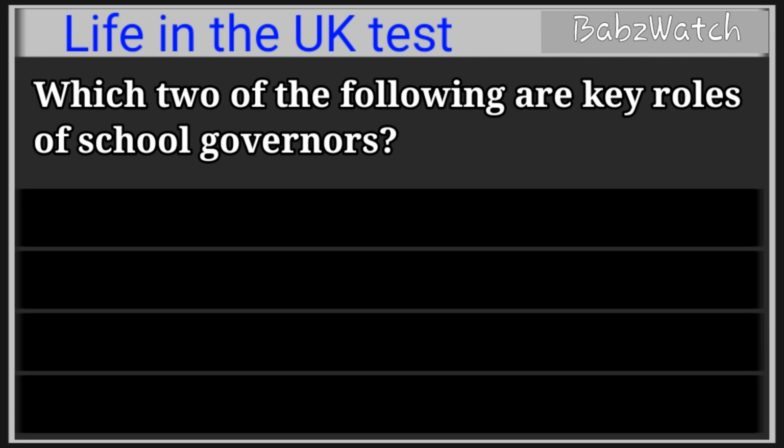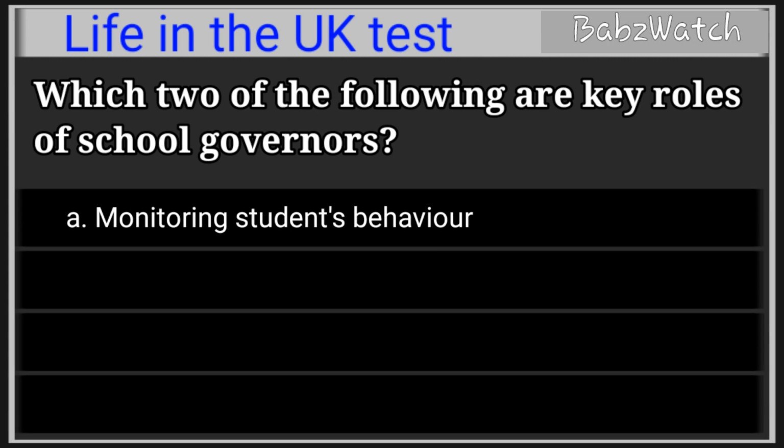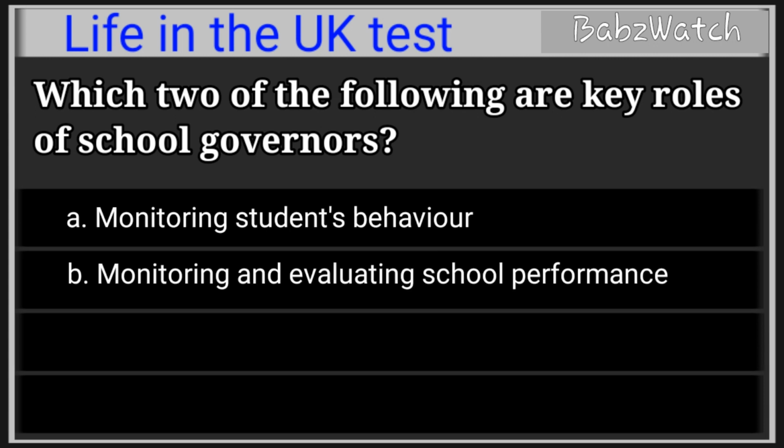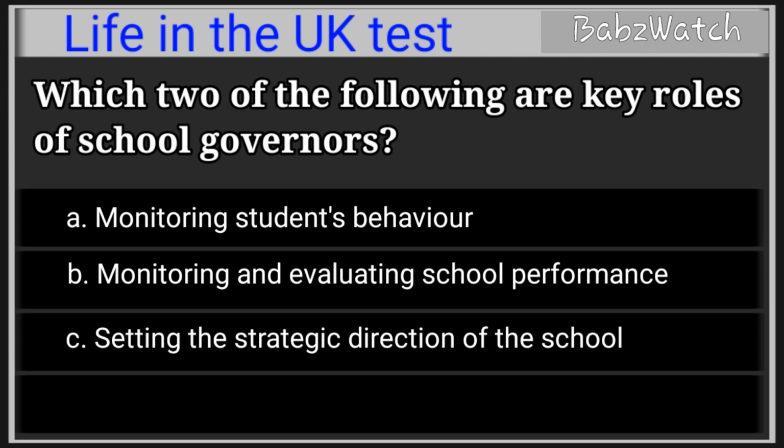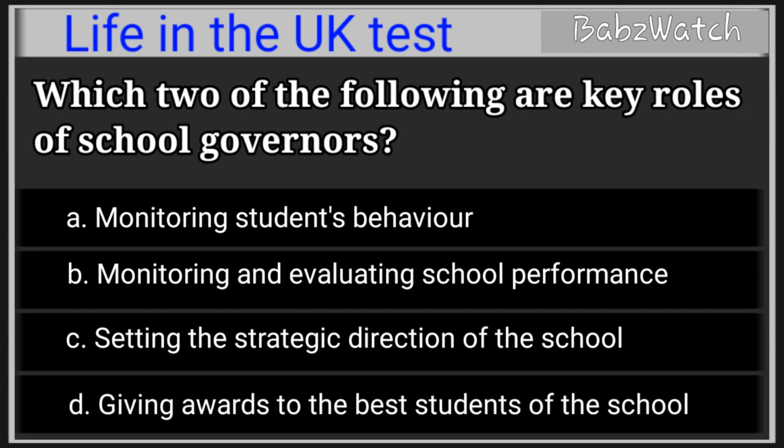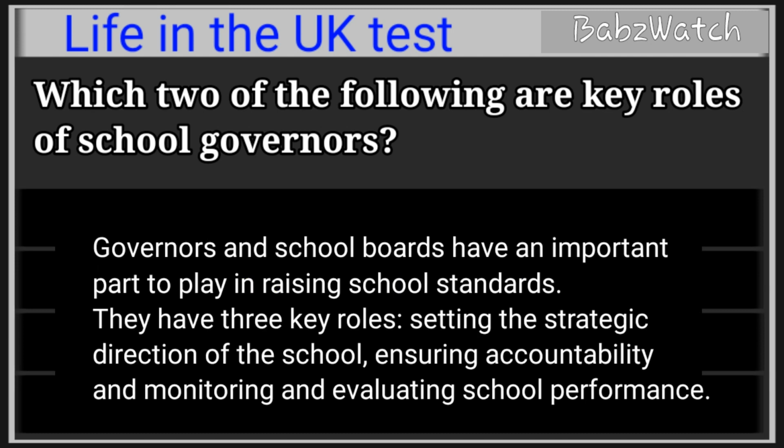Life in the UK test. Question 8 of 24. Which two of the following are key roles of school governors? A. Monitoring students' behavior. B. Monitoring and evaluating school performance. C. Setting the strategic direction of the school. D. Giving awards to the best students of the school. The correct answers are C. Setting the strategic direction of the school. B. Monitoring and evaluating school performance. Governors and school boards have an important part to play in raising school standards. They have three key roles: setting the strategic direction of the school, ensuring accountability, and monitoring and evaluating school performance.